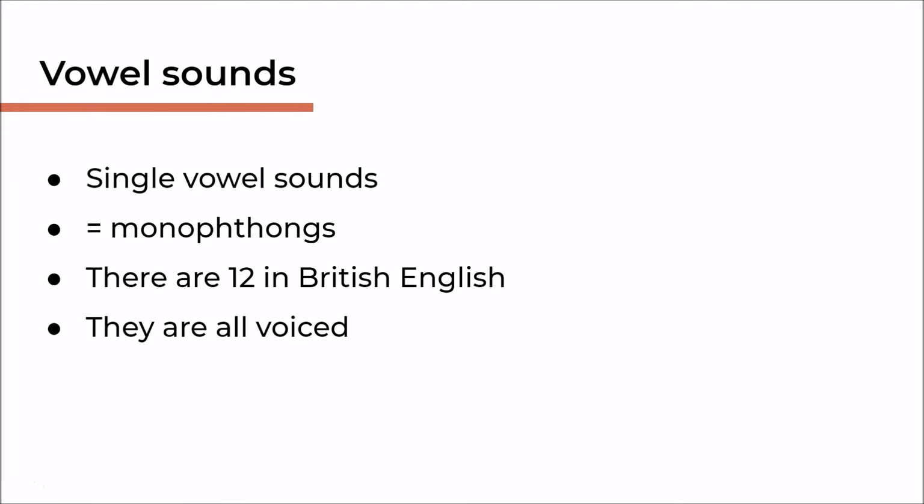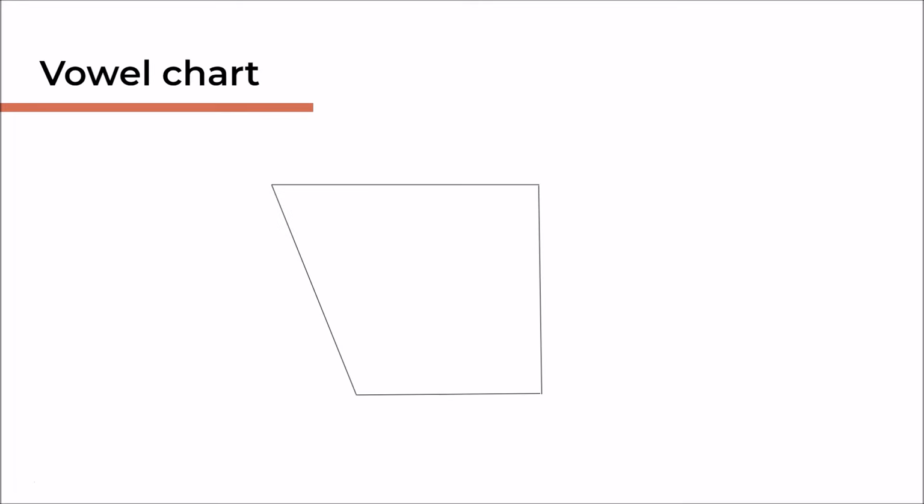And so they're voiced, they're quite loud, and you can even feel the vibration in your throat from your vocal cords. Now, we can show the different vowel sounds on a chart. This one here is the chart we're going to use. It looks like a trapezium, and we will position all our sounds on here. But let's have a look at the organization of this chart.